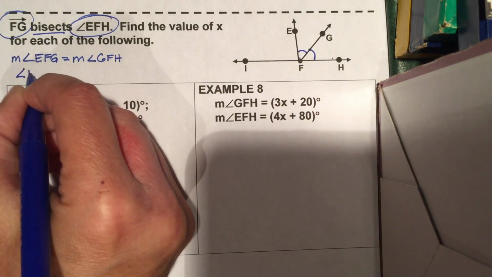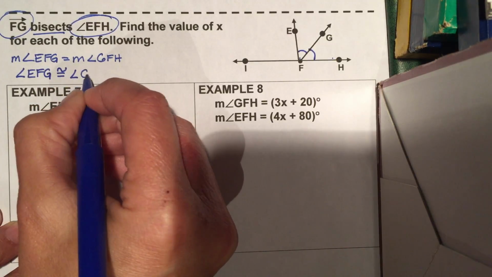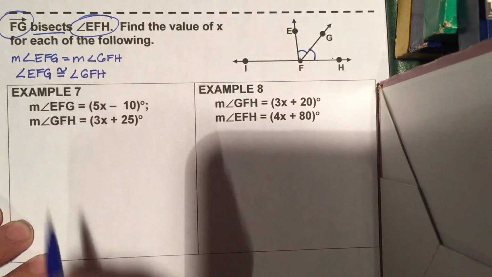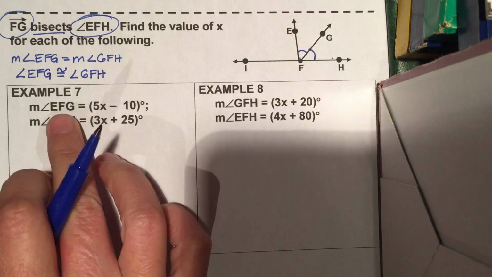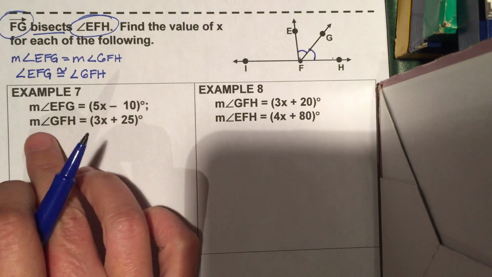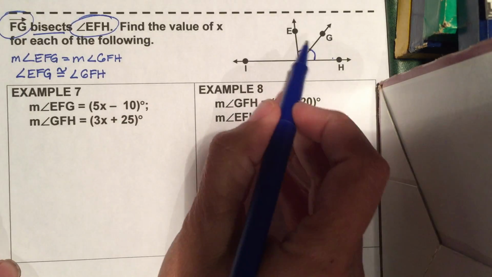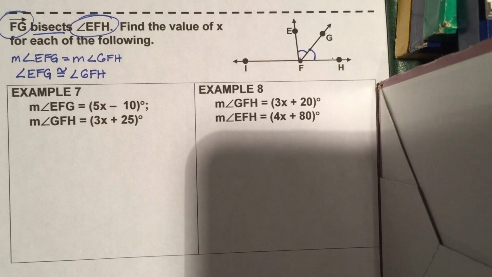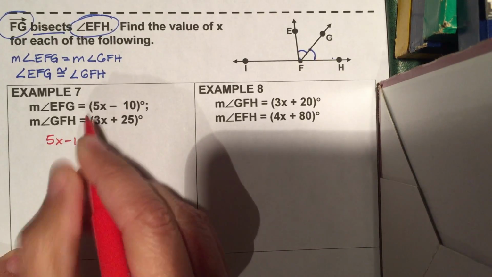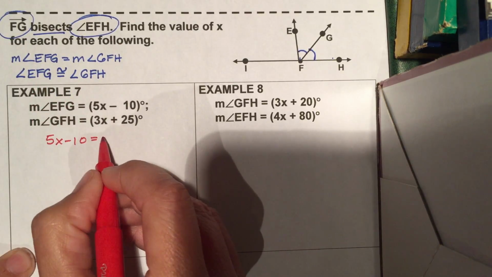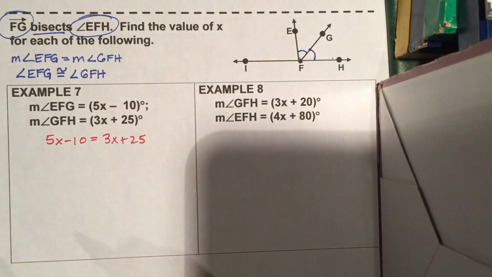Now when you use congruent symbols, you would say that they are congruent to each other. That's how you show congruent. And I know y'all have seen congruent before. So using that idea, we're going to come down here. We know EFG is 5x minus 10 and GFH is 3x plus 25. Well, we know those two angles are equal because they're getting bisected. So let's set up the equation. I know that 5x minus 10, which is EFG, has to equal 3x plus 25, which is GFH.